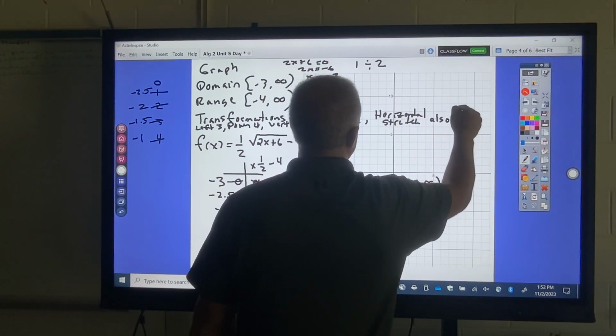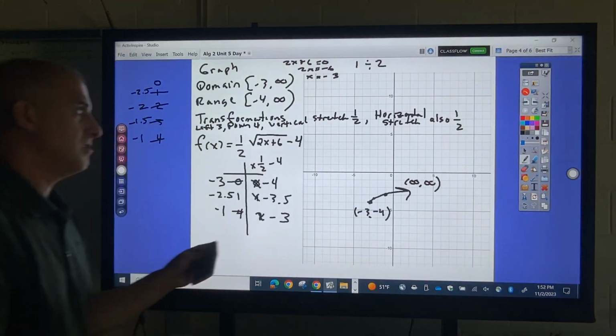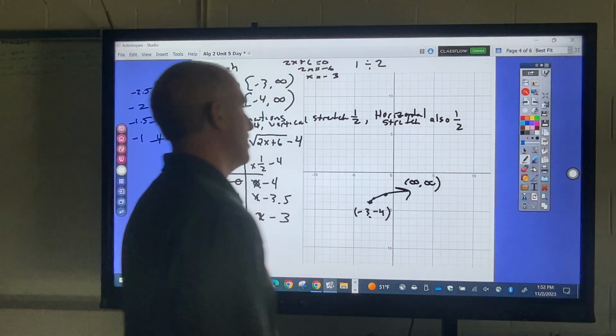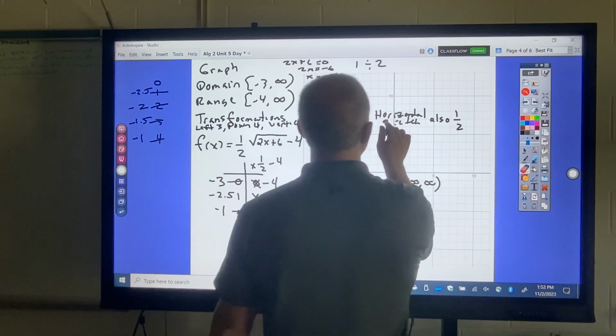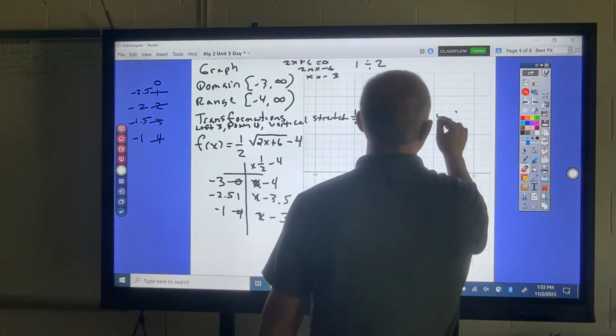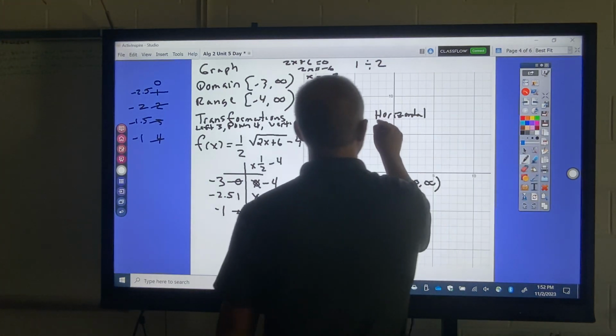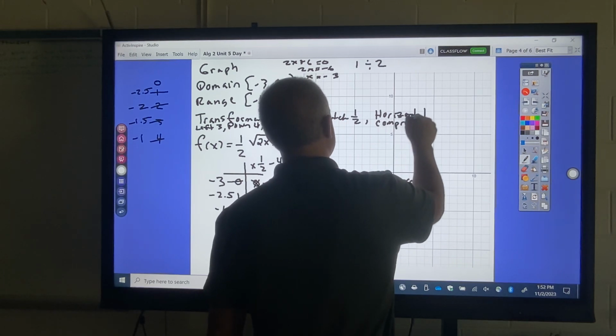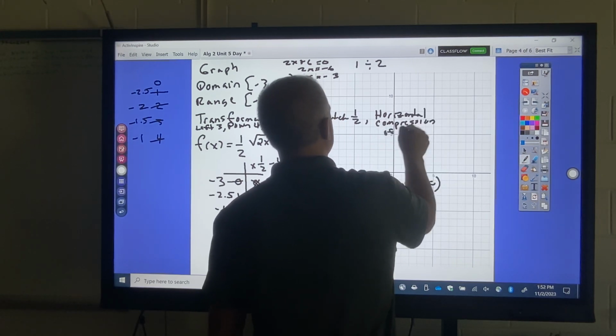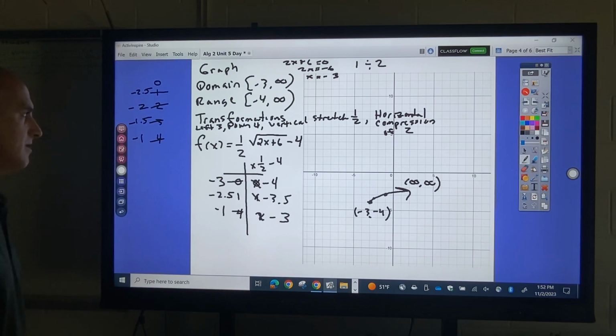Because my interval, actually, no, we'll do this instead. Instead of saying it like that, horizontal compression of 2 is fine. Let's not get confused with that.